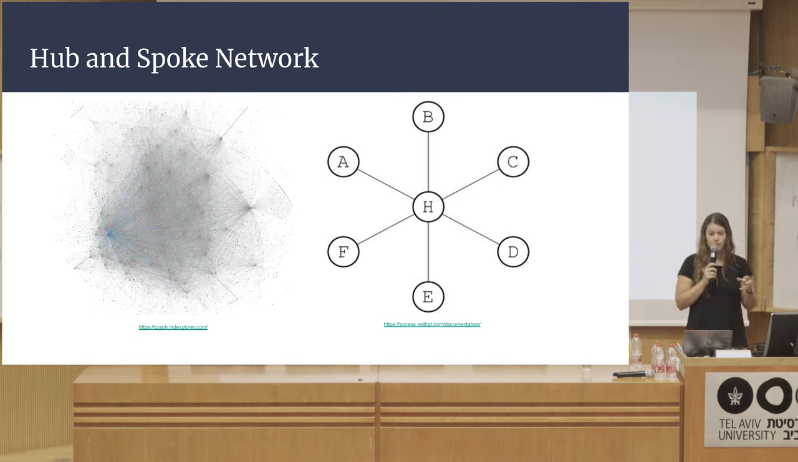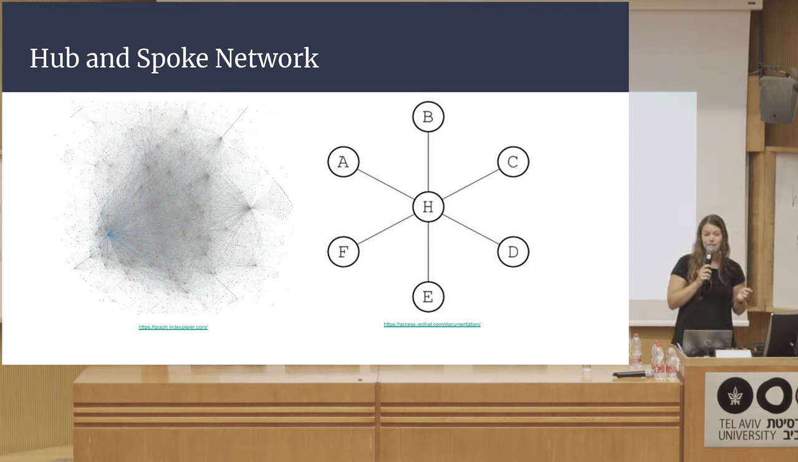And this is further supported by the assortativity of this graph, which is a value between negative 1 and 1. This measures the tendency of nodes to connect to nodes with similar degrees. If it's a positive number, it means that low degree nodes connect to other low degree nodes, and if it's a negative number, it means the reverse. High degree nodes connect to low degree nodes.